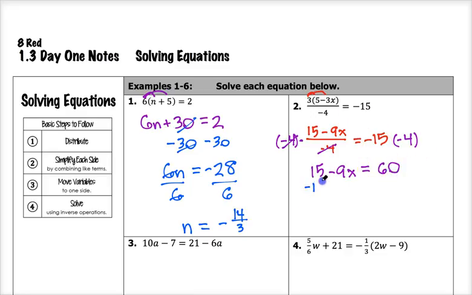From there, I'll subtract 15 from both sides to get negative 9x equals 45. And then I can divide both sides by negative 9 to get x equals negative 5.